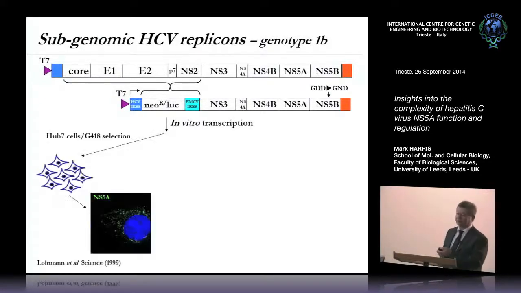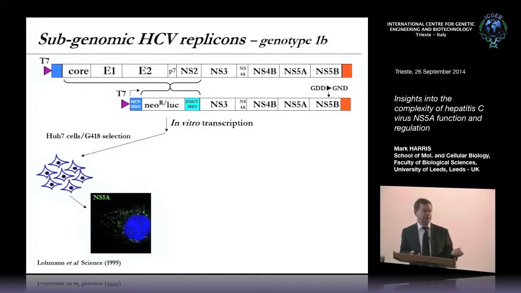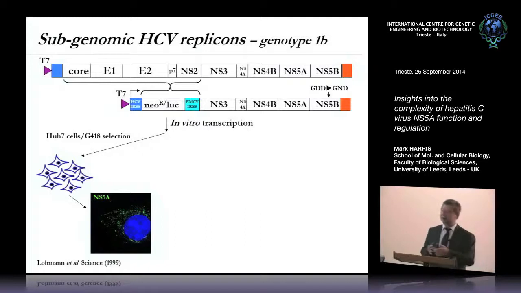you can then put that into cells, and we use these Huh7 cells, which are a human hepatoma cell line. You can make a stable cell line that expresses these five proteins, and these five proteins are necessary and sufficient for RNA replication within the cytoplasm of those cells. If you stain these cells with an antibody to NS5A, you see this nice punctate staining within the cytoplasm, and these are all sites of RNA replication within the cell.